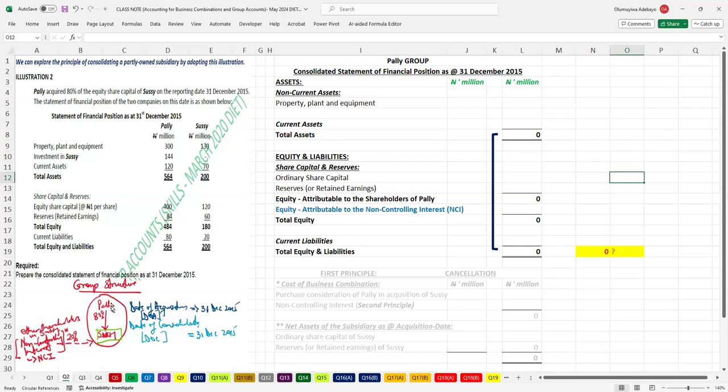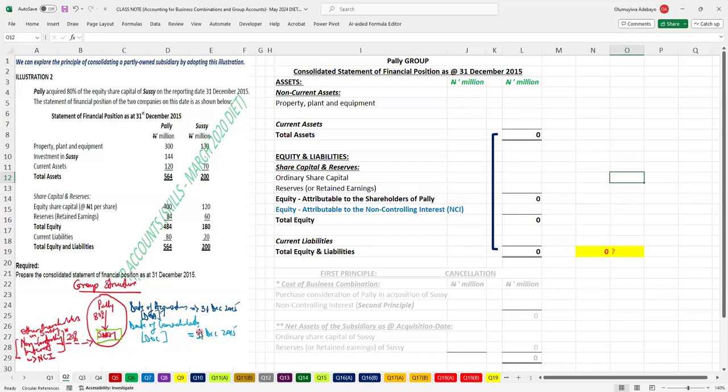You have Pali, which is a parent, acquire SUSE, which is a subsidiary, and the stake is 80%. What does that mean? It means you have other shareholders in SUSE, which you consider as non-controlling interest, and they account for the balance. That's why I stake it at 20%, which is the only difference here. Instead of having 100% within the group, we have 80% within the group and 20% outside the group. The date of acquisition and date of consolidation still remain the same.